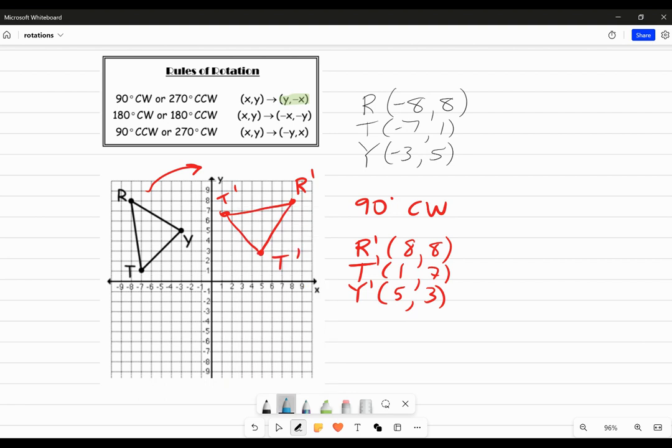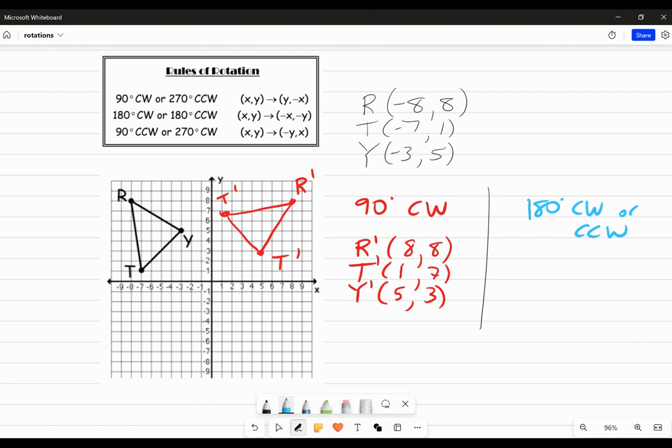I'm going to change colors here. We're going to look at a 180 degrees. And notice for 180, it's the same in both directions, clockwise or counterclockwise. This one's not too bad in terms of the rule, because all you do is you take the values of your x and y and you change the signs. So I think this one's a little bit easier for students to see the relationship for. So starting with our original shape, notice if you do a 180 clockwise or a 180 counterclockwise, the shape's going to end up in the same position.